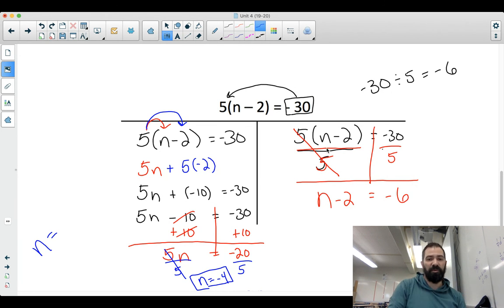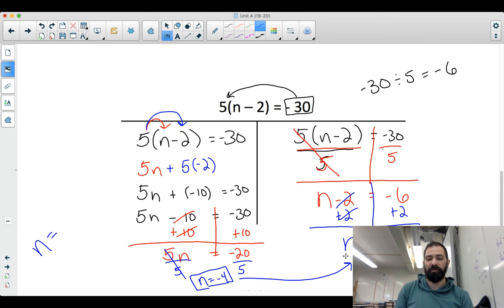And again, that's just a one-step equation now. I'm going to add 2 to both sides, and we're going to get n equals negative 4, which, same answer. Yes, we get the same answer, but preferably I would do this side. A lot fewer steps, fewer places to make mistakes.